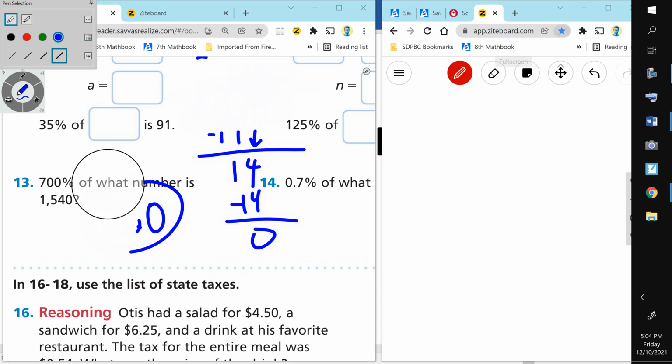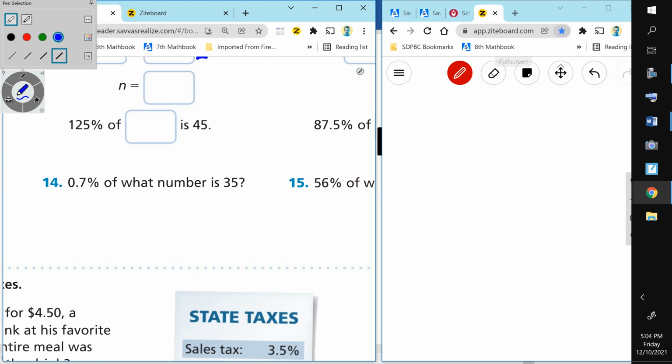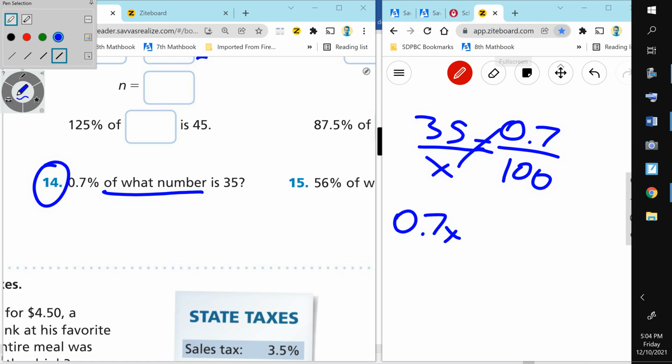Number 14. Let me erase this. We're going to look at number 14. 0.7% of what number? So I don't know my of, so I'm going to put an x here, a 100 here. They give me a percent, and I'm going to put the 35 right here. So let me multiply. And then I divide.